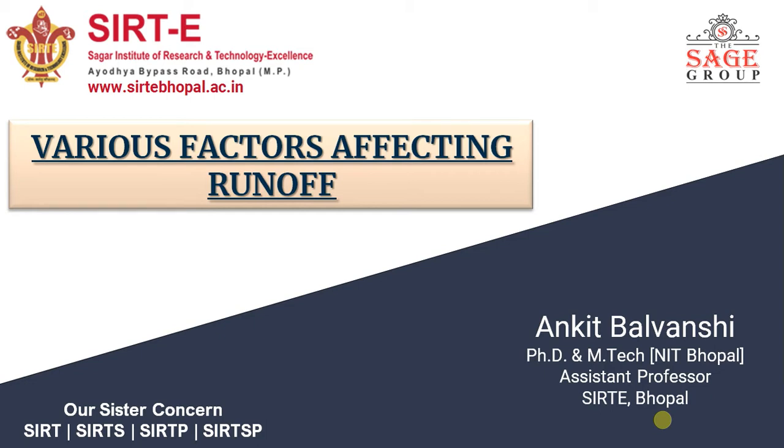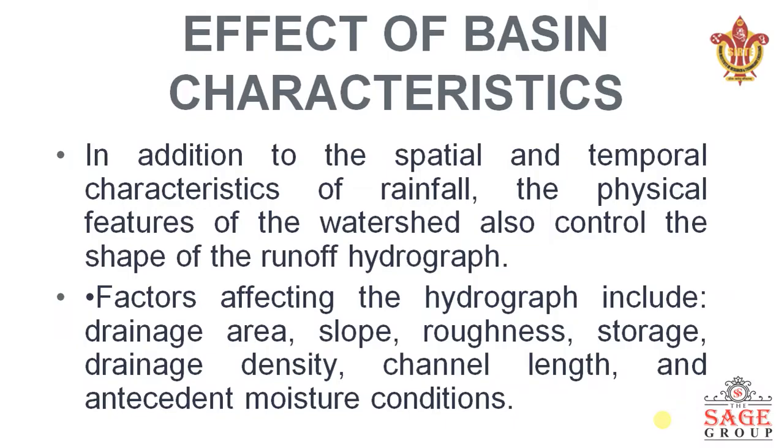In the previous lecture we have seen what runoff is and how the occurrence of runoff is affected by various factors, and we will see the first one as the effect of basin characteristics. In addition to the spatial and temporal characteristics of rainfall, the physical features of the watershed also control the shape of the runoff hydrograph. Factors affecting the hydrograph include the drainage area, slope, roughness, storage, drainage density, channel length, and antecedent moisture conditions.